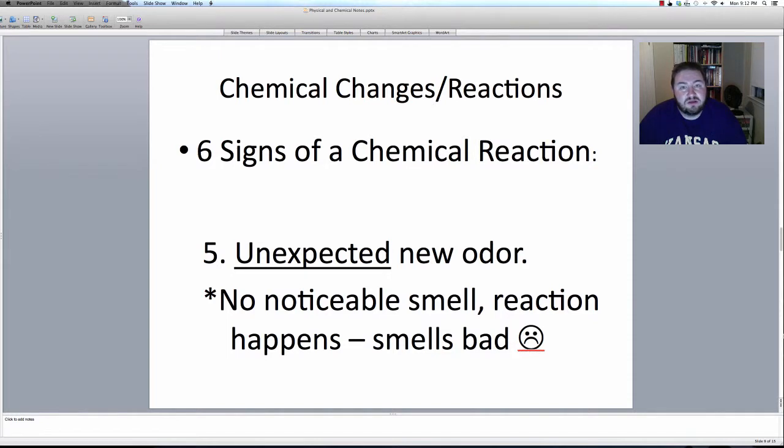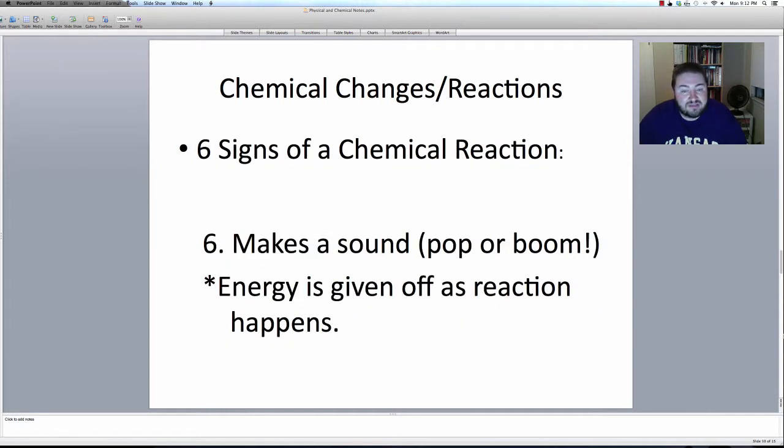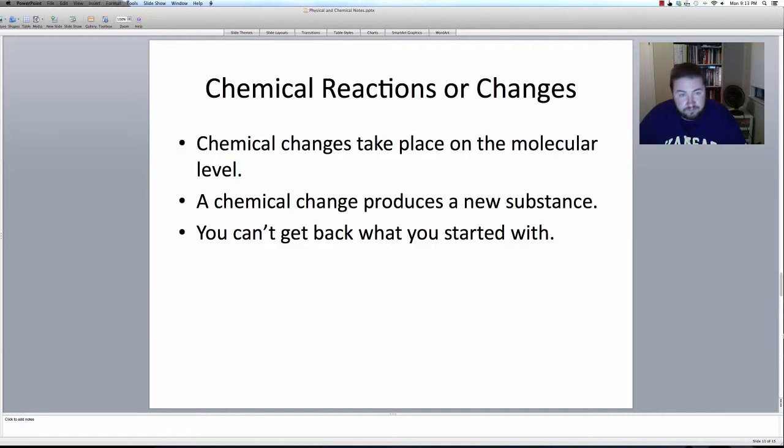These last 2 are a little less obvious and don't happen as often, but we could have an unexpected new odor. Again, maybe we mix 2 things together and we expect them to have a certain smell, and they do. Maybe not a chemical reaction. But all of a sudden we have no noticeable smell, the reaction happens and it smells really bad. Could be a sign that a chemical reaction has happened. And last, we make a sound, we get a pop or a boom. Energy is given off as the reaction happens, a great sign that there was too much energy to begin with. So as the new things combine, the chemicals combine into a new substance, we hear that sound as a pop or a boom.